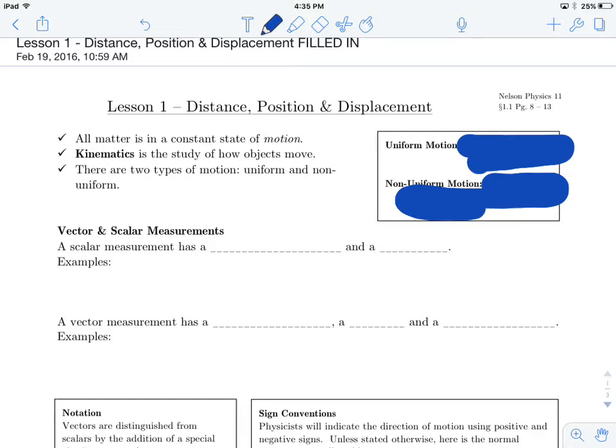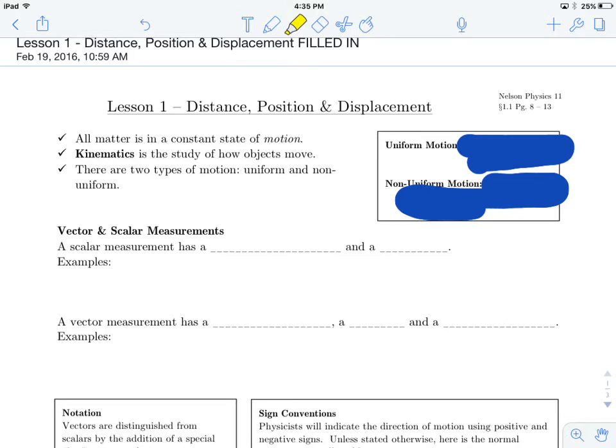Okay, so here we have a lesson on distance, position, and displacement, and the difference between these three terms. It's really the start of our unit on kinematics. We've got some essential learnings up here that are important to go over before we start.